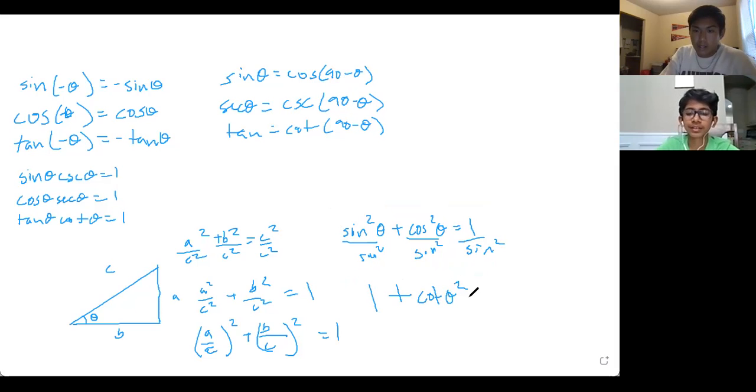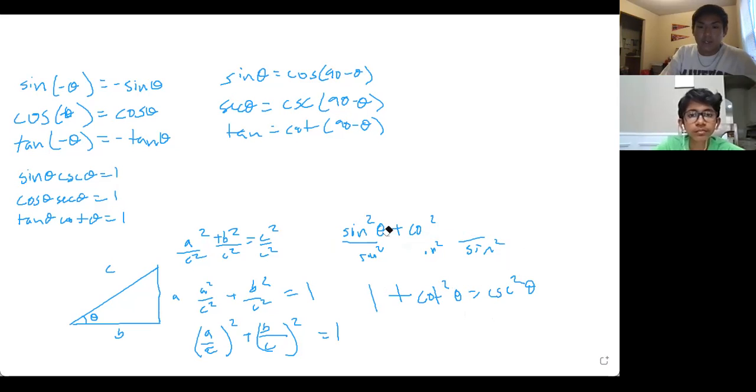Oh wait, sorry, it's cotangent. So when you write squares, you write the square after the sine and not the theta. So you write sine squared theta, cotangent squared theta. And what's 1 over sine? That's cosecant squared theta. So do you see how this is exactly the same as the first one, but you just changed it? It looks different. Do you see that? Okay.